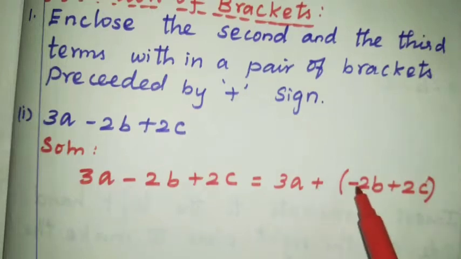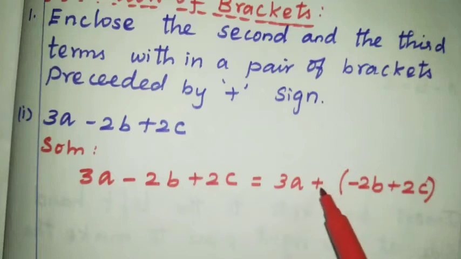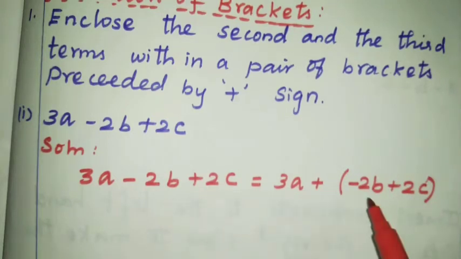Suppose you have cross multiplied: plus into minus, minus 2b; plus into plus, plus 2c. So we get that both the LHS and RHS are equal. Is it clear?